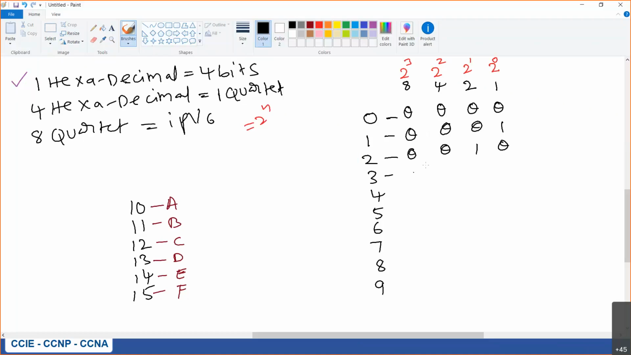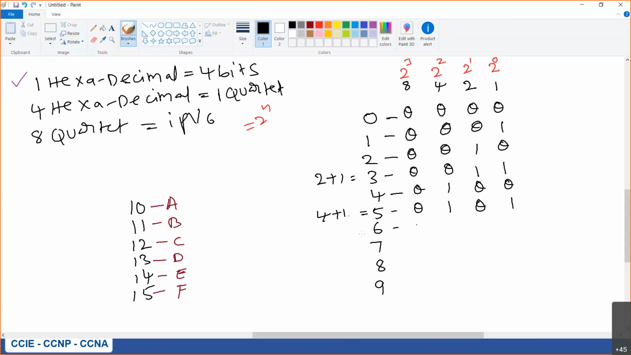Okay, now 3. 3 means what? 2 plus 1 is a 3. So the 2 place is 1, the 1 place is 1, remaining zeros. That's it. 4: the 4 place is 1, remaining 0. And 5: 4 plus 1 is a 5. So 4 is 1, 1 is 1.